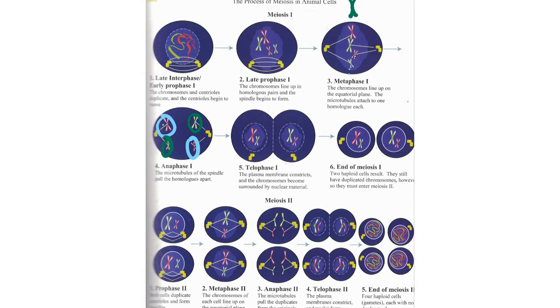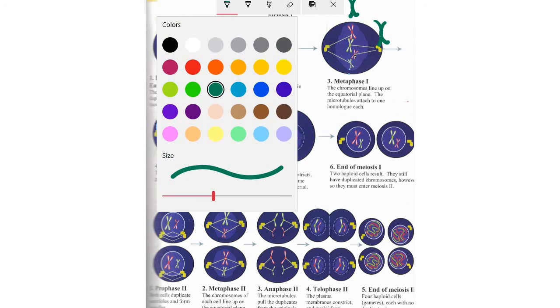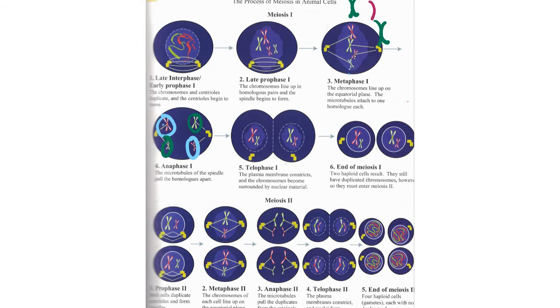So we have two green pairs, and we have two kind of reddish pairs, and that's what gets pulled apart. So the reds get separated and the greens get separated. That's what happens in anaphase of meiosis. Okay, then they line up in metaphase, and then in anaphase they get separated, and then in telophase, same thing happens as before. The plasma membrane is going to kind of pinch off.